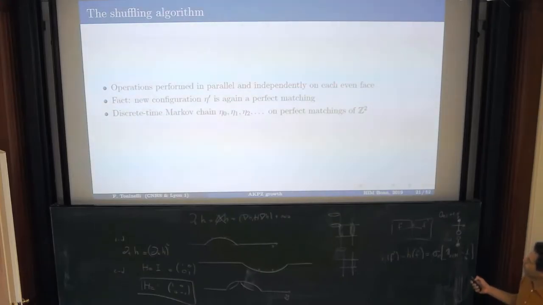after you have performed this operation in parallel, independent on each even face, the new configuration is again a perfect matching. So we do not exit our state space. It's nice. And so then you can repeat. You start from eta 0, eta 1, eta 2. You have the discrete time Markov chain on matchings of Z^2, of perfect matchings.